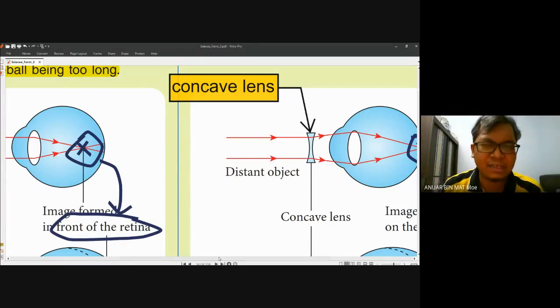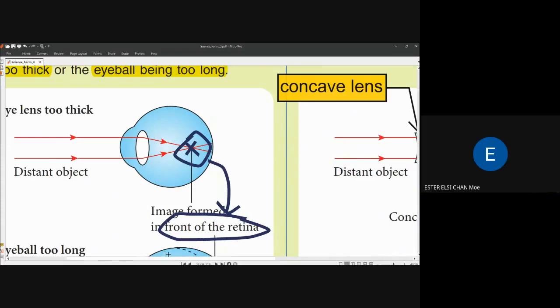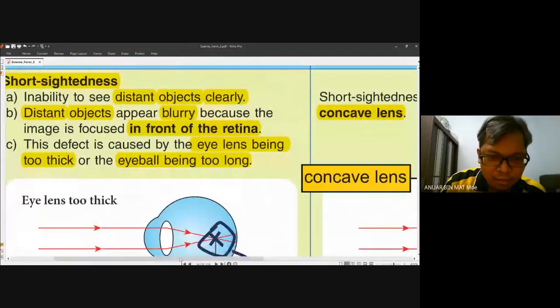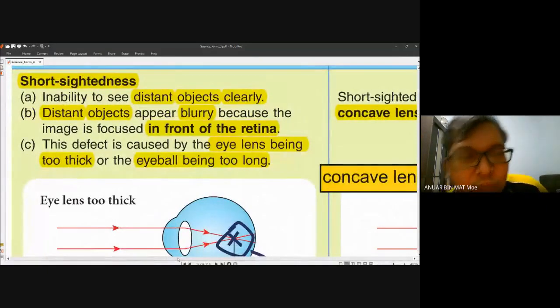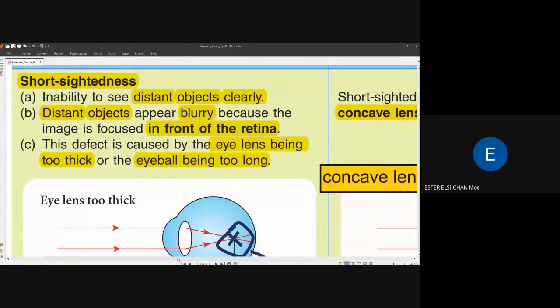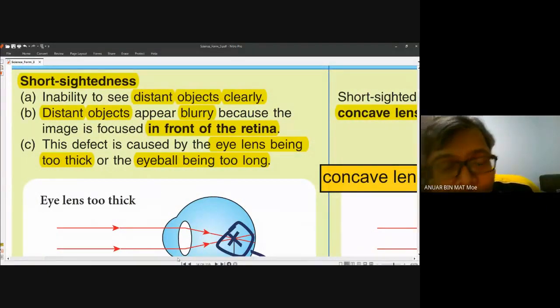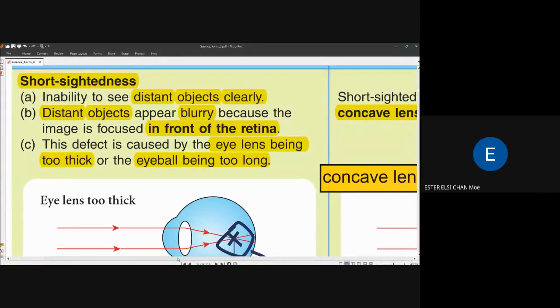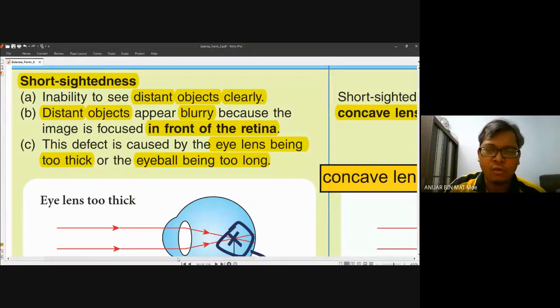Long sightedness or short sightedness? Teacher, yeah. I have cataract actually. You have what? Cataract? Yes. Wow. Already do the operation or not? Already. You are too young to have cataract. Maybe you got some problem, but never mind.